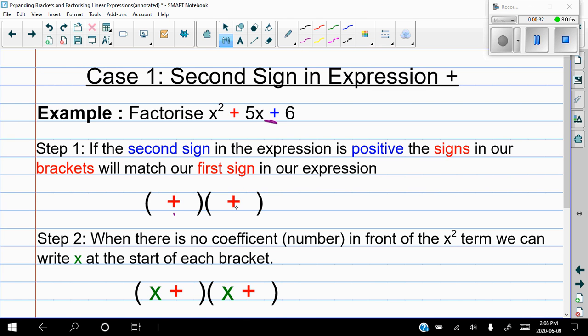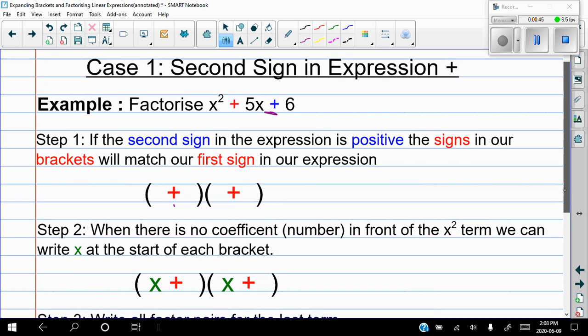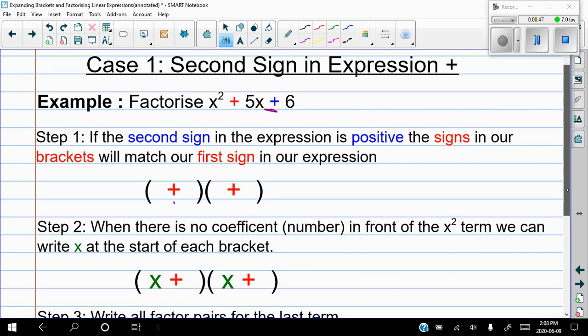So step two, all it says is when there's no coefficient in front of our x squared term, then we can just write x in our brackets as the first terms, because those will not change, because there's only one way you can get x squared, and that is x times x.